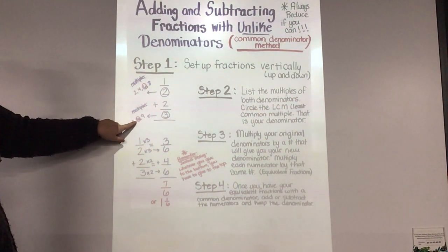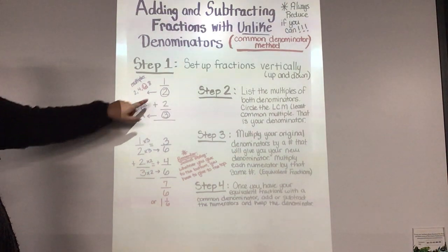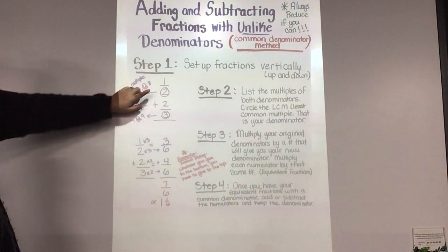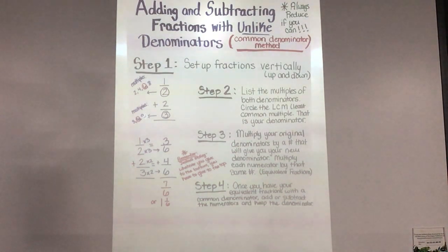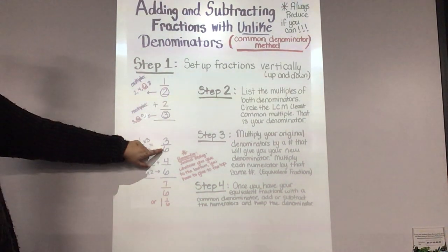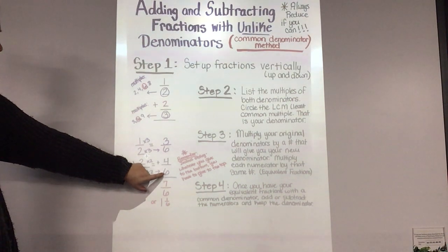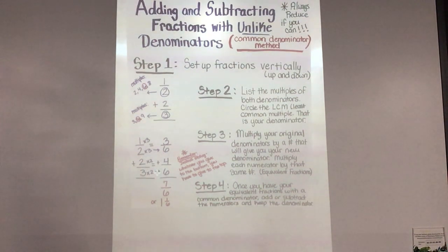Okay? So 6 is what we're going to then use as a common denominator because right now they have a 2 and they have a 3. So we need to change that to a 6. So here they're going to have a 6 and a 6 as a denominator. But you can't just change the denominator like that without having an extra step in there. So step 3 is how we're going to make this 2 and 3 a 6. We're going to multiply our original denominators by a number that will give you your new denominator, okay?